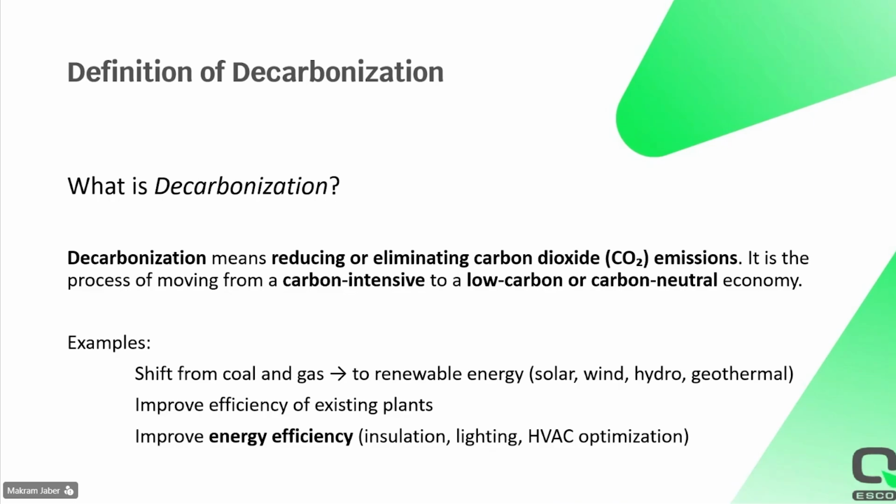Examples of decarbonization are to shift from coal to gas and from gas to renewable energy. Renewable energy will not consume fuel, will not burn fuel, so will not generate CO2. Another example is to improve the efficiency, so we will be generating less CO2 for the same work that we want to do. So these are the main two examples of decarbonization.